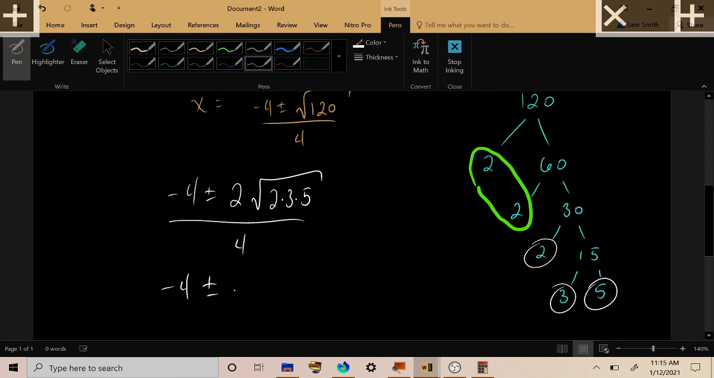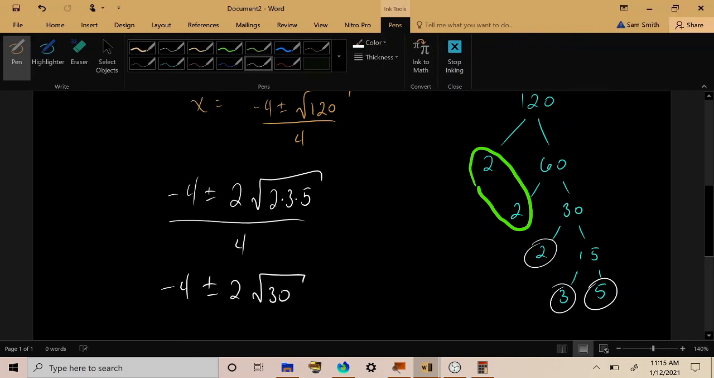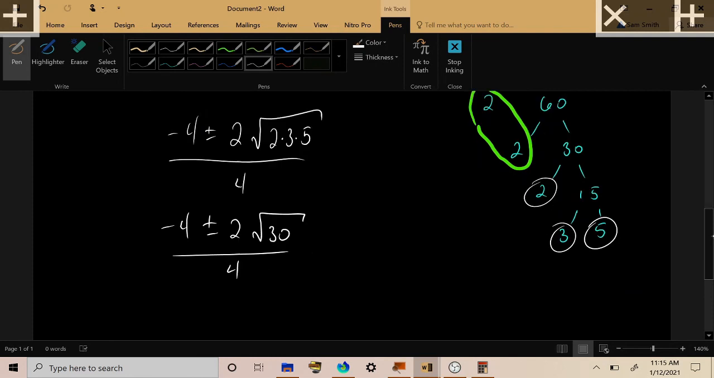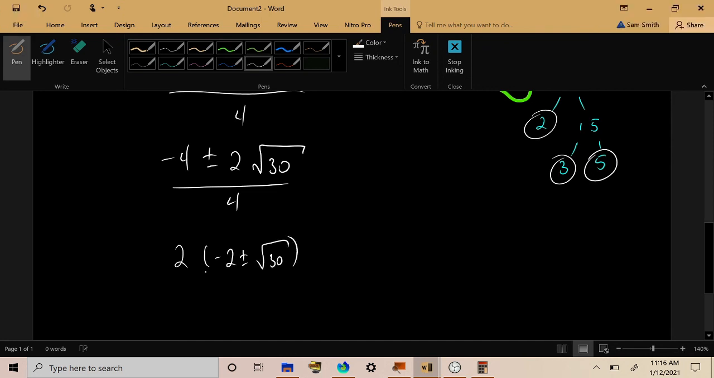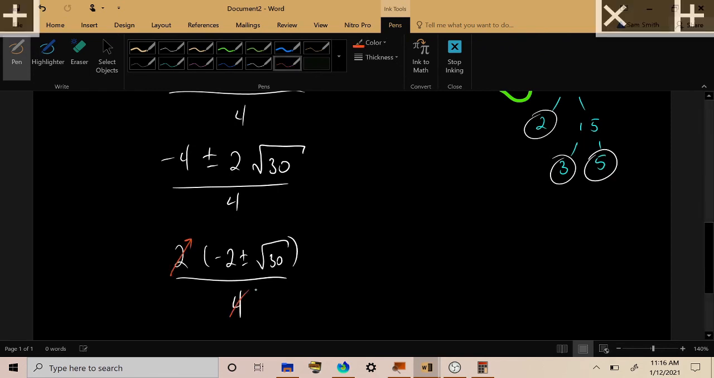Negative 4 plus or minus 2 square root of 30 all over 4. Now finally, let's factor the numerator and reduce this fraction, just as we did in the previous examples from 9.1 and 9.2. Negative 4 and 2 both have a 2 in common. 2 over 4 can be reduced since 2 and 4 have a 2 in common, and that leaves me with a final simplified answer of negative 2 plus or minus the square root of 30 all over 2.